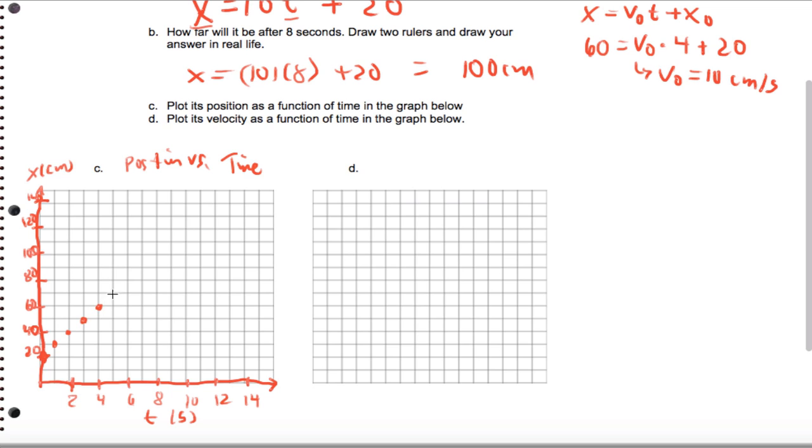And let's just double check something here. You notice that at 8 seconds, I'm at the 100 centimeter mark, just like my equation predicts. So it's a good way of knowing whether my graph is good or bad. And so I'll just actually draw a line through these dots. Okay. I did it this way. You need to use a ruler. I can't because I have this weird tablet that doesn't let me do that.